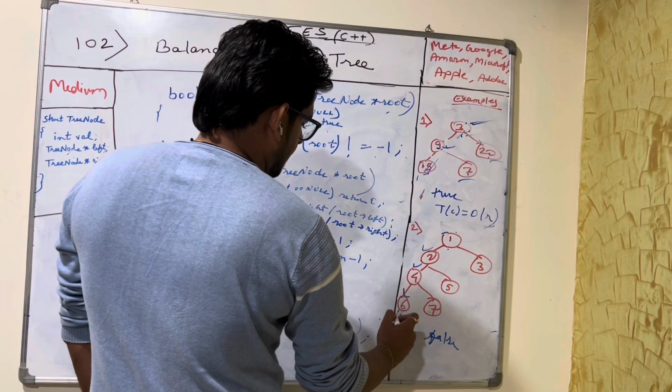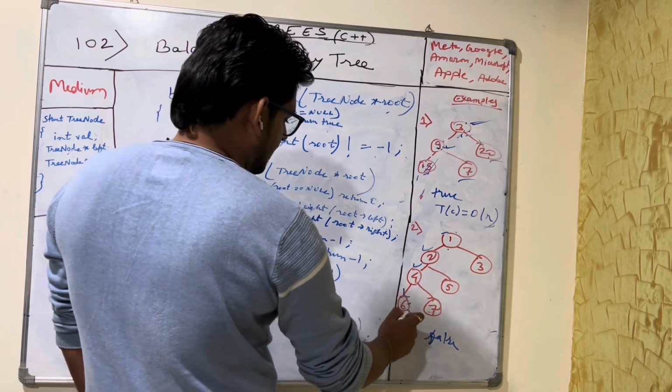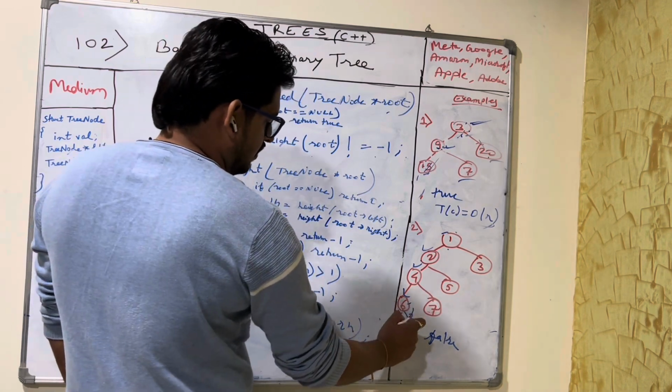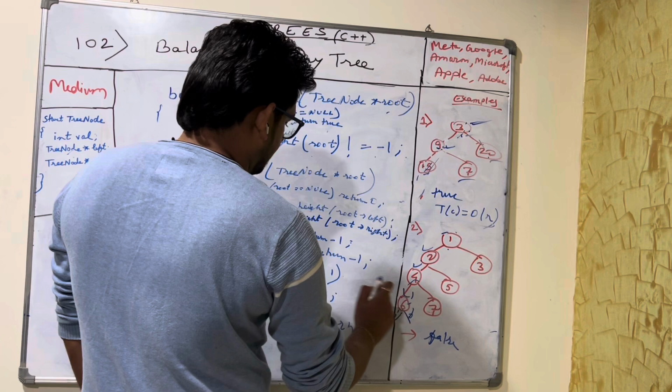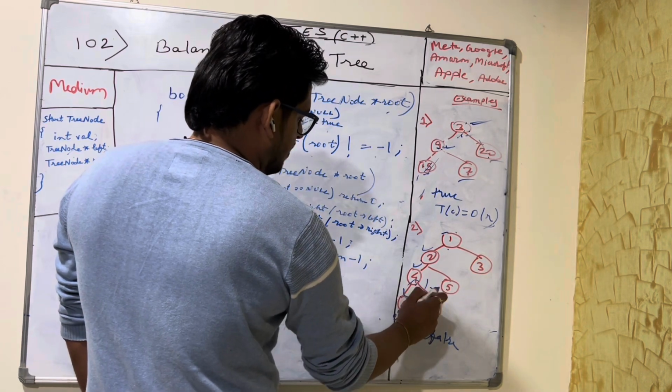Okay, this has 0, the right height also would be 0. So finally, what would be the height for this one? 1 plus max of 0, 0, which is 1. So this left height is 1. For this, LH would be 1, and for this, RH also would be 1.